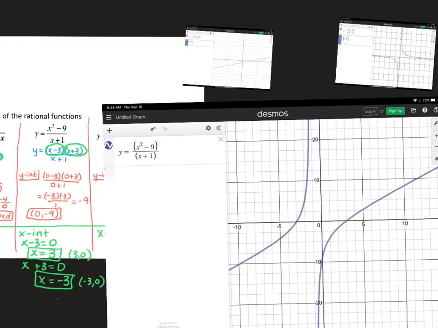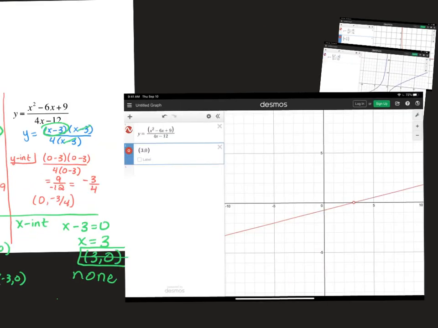Okay, looking at my second graph, I had a y-intercept at (0, negative 9). So at 0, the graph is crossing the y-axis at negative 9. And again, all we did was plug in 0 to find that point. Then to find my x-intercepts, we plugged into our remaining factors, and I have two x-intercepts at negative 3 and at positive 3. So that's that graph. Okay, for this graph, we have a y-intercept at (0, negative 3/4), so it crosses the y-axis there.